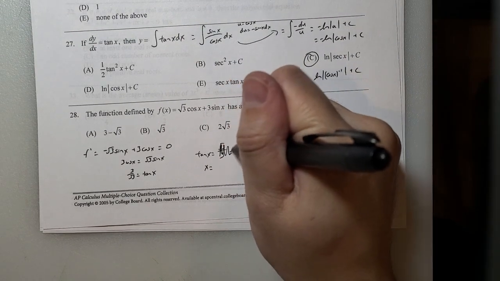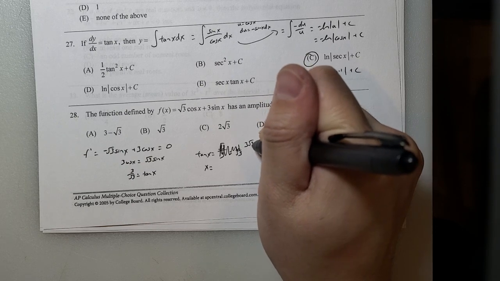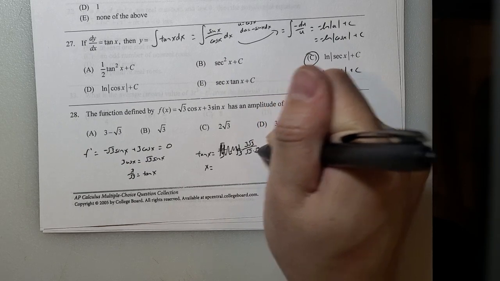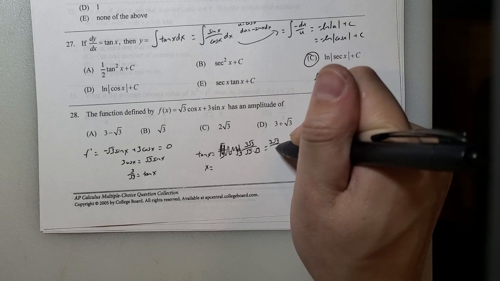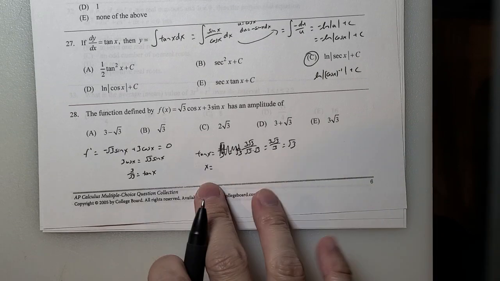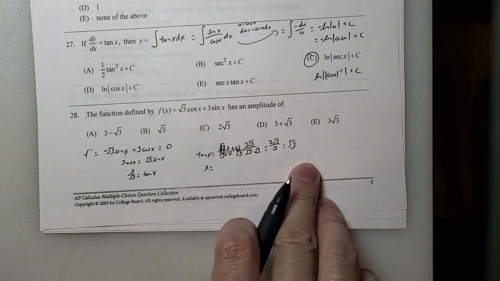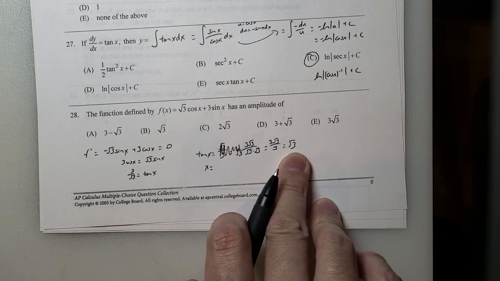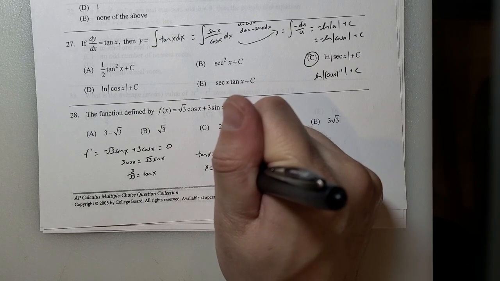Or actually, I did something wrong here. So it'll be tangent x is 3 over root 3, which is 3 root 3 over root 3 times root 3, which is, what, 3 root 3 over 3, which is root 3. There we go. I'm like, something didn't seem right. Okay, so tangent x is root 3. Where is that? That is when x is pi over 3.